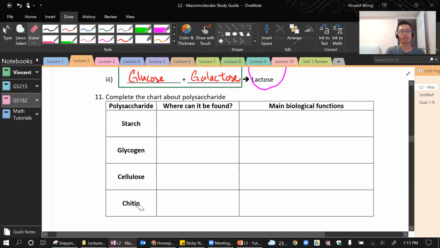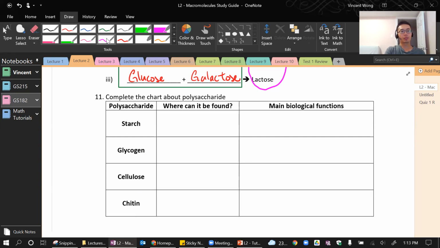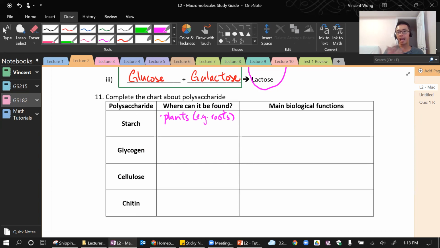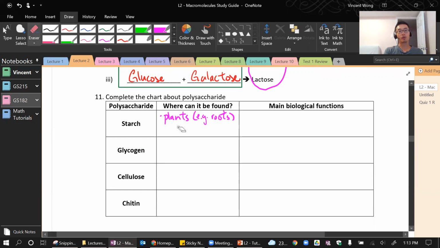Okay, not chitin. Okay, chitin. That's how you pronounce it. So where can you find it? Well, where do you find starch? In plants, typically in the roots. So potato, it's full of starch. It's the root of the plant. Carrots full of starch. Yam full of starch, right? And a bunch of other examples. So that's where you will find the starch.